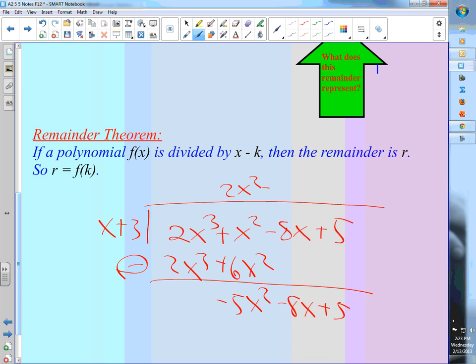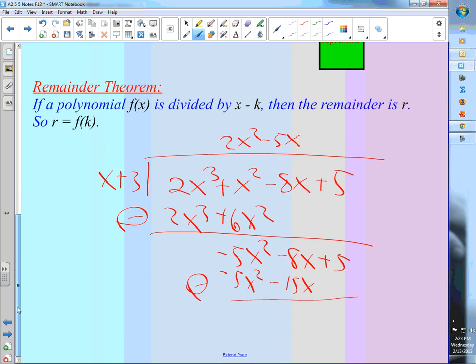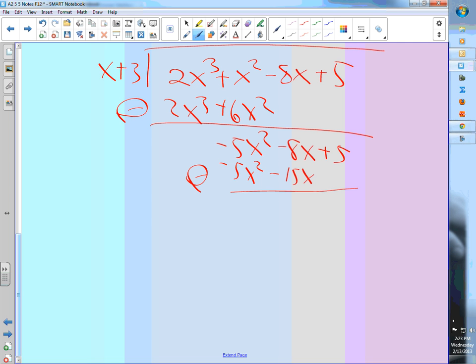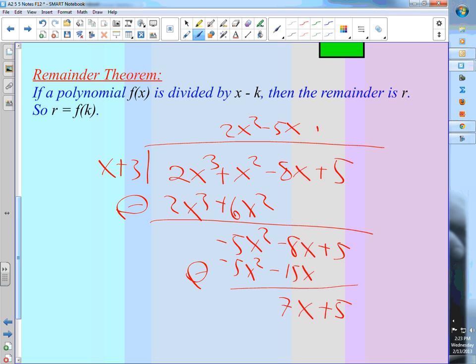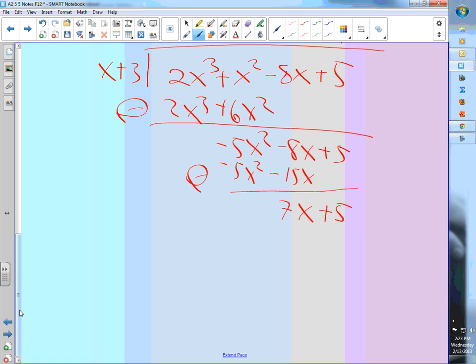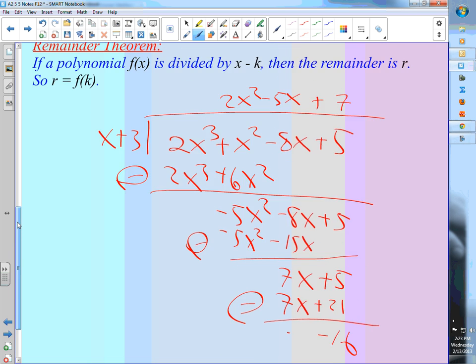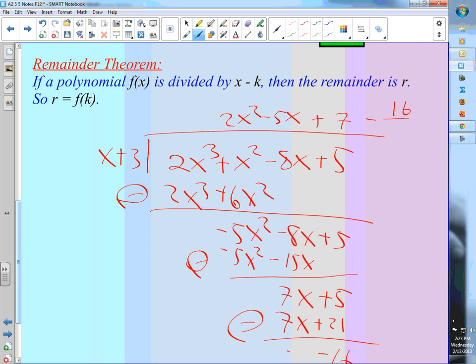x into negative 5x squared is minus 5x. And when we multiply, negative 5x squared minus 15x, draw a line, we're going to subtract again. So you're going to get 0, 7x plus 5, and x into 7x is going to be a plus 7, and you're going to get 7x plus 21. When you subtract, you're going to get 0 and then negative 16. So this is minus 16 over x plus 3, or plus negative 16 over x plus 3. That's the long division, which, again, is kind of a pain.